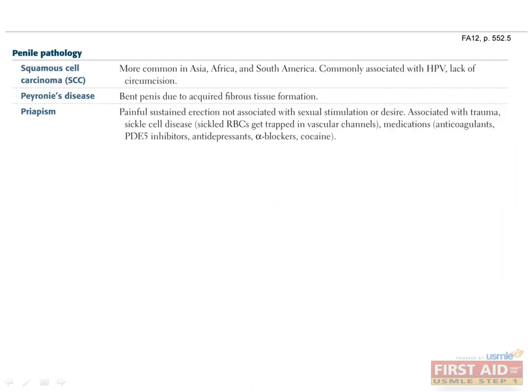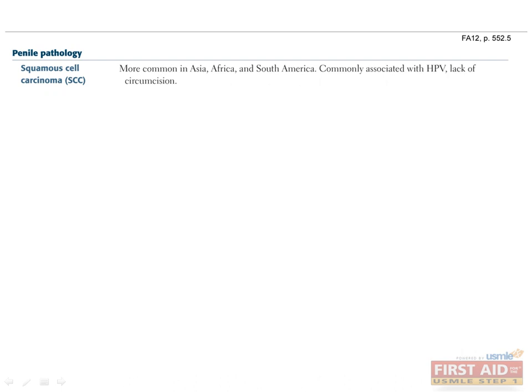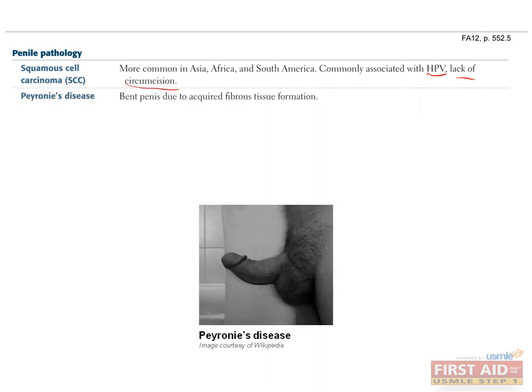Lastly, we'll discuss penile pathology. Starting with squamous cell carcinoma, this cancer of the penis is most common in Asia, Africa, and South America. It's associated with Bowen's disease, HPV infection, and lack of circumcision. Peyronie's disease is not neoplastic.